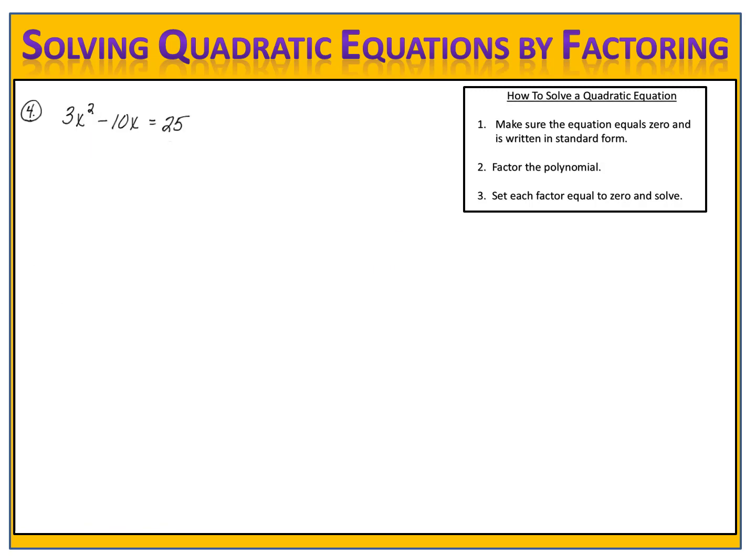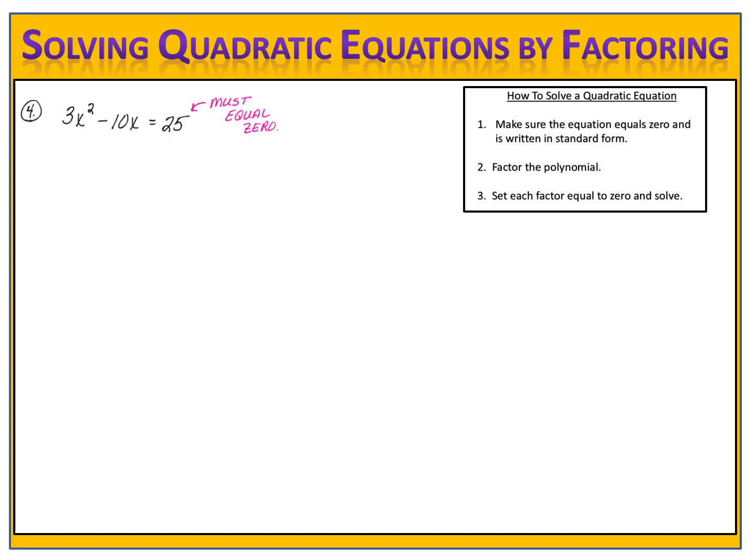Here's another exercise for you to try. 3x squared minus 10x equals 25. Remember the first step, we have to make sure that the equation equals 0. Please pause the video here, solve this equation, and return when you're ready to compare answers.